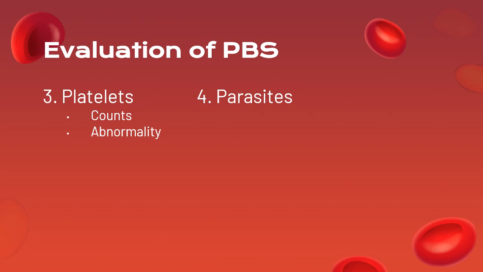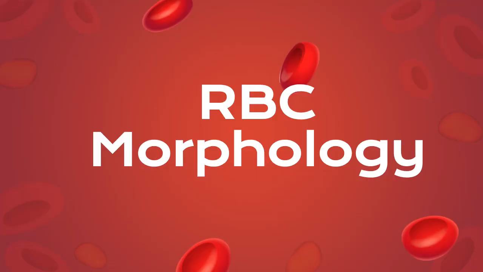Next sa platelets, counts din and any abnormalities. Kunyari may immature, mga clumpings, mga giant platelets, mga ganun. Number 4, parasites. Okay, so sa malaria, titingnan natin yung mga in-evaluate natin na yun through blood smear. Next. Okay, so isa-isahin natin yun.